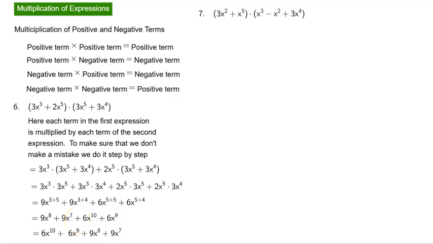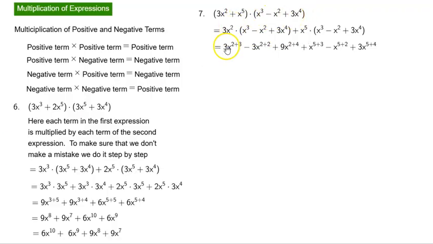Okay, let's look at the next. (3x square plus x to the power of 5) times (x cube minus x square plus 3x to the power of 4). So again, we distribute. We multiply 3x square with the second expression plus multiply x to the power of 5 with the second expression. So now 3x square times x cube.